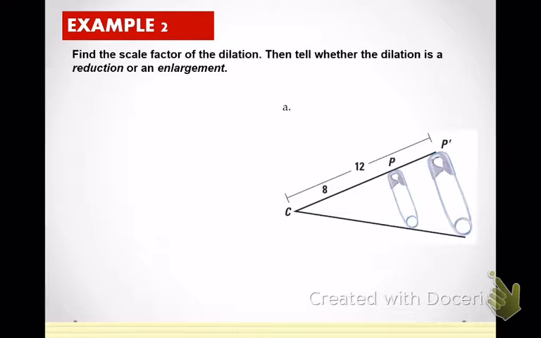Here, find the scale factor of dilation, then tell whether dilation is a reduction or enlargement. So we start out with this shape at P, and it goes to P prime. Enlargement or reduction? Carly? Enlargement. What do you think the scale factor would be? 8 or 12? Very good. It's 12 over 8, which we always are going to reduce. 4 goes into both of those, would be 3 over 2.